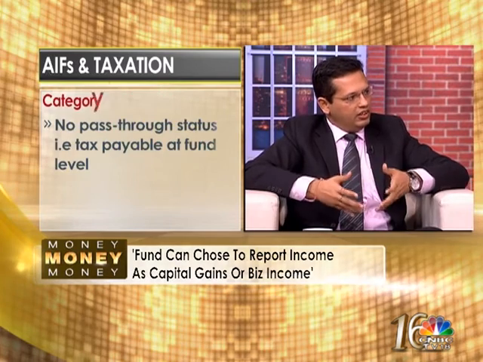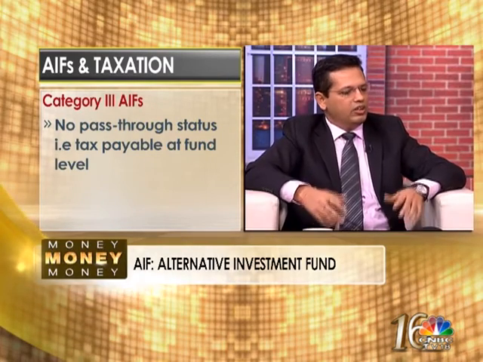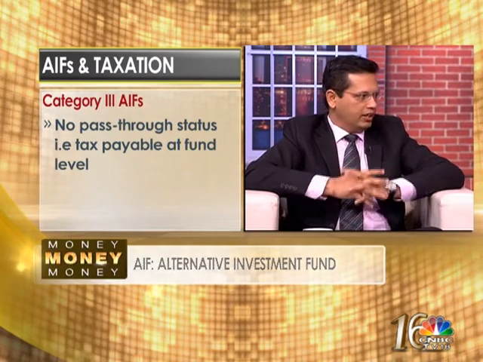If the nature of the income is business, but you choose to be capital gains, it can't happen, right? I mean, it has to be sacrosanct with the objective it has laid with. So that is a choice which is given onto the fund. Okay. And that is how it will be taxed going forward.